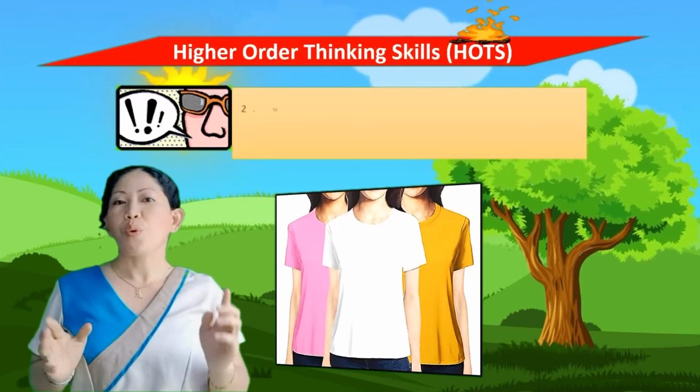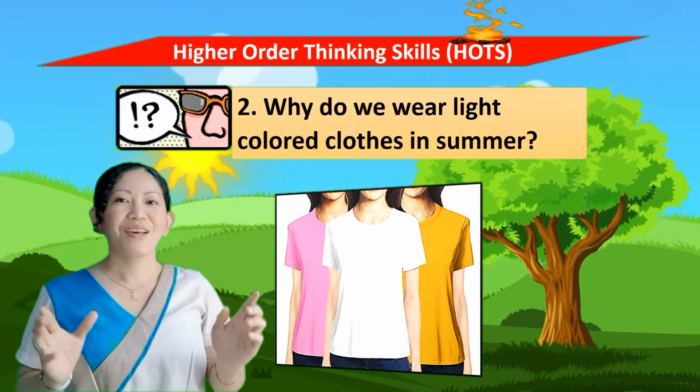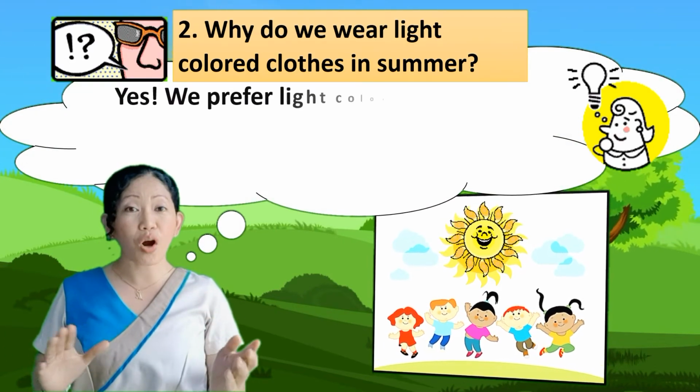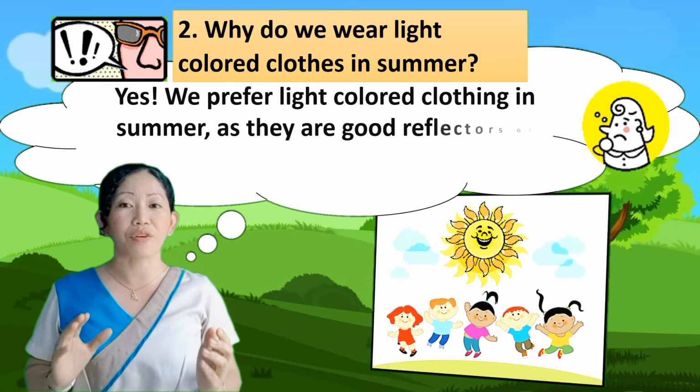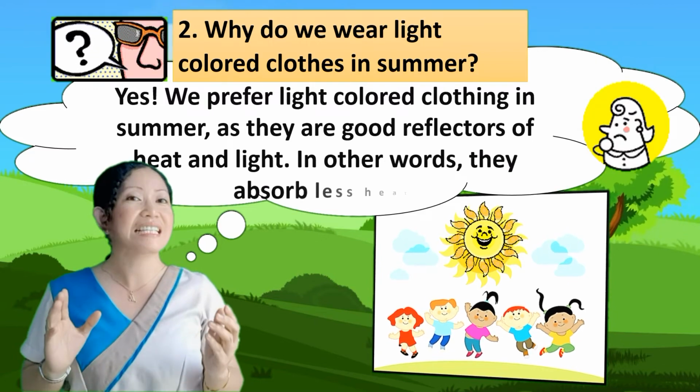Number 2, why do we wear light-colored clothes in summer? Very good. We prefer light-colored clothing in summer as they are good reflectors of heat and light. In other words, they absorb less heat.